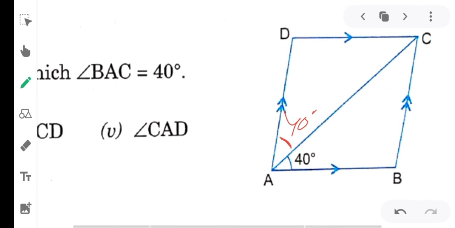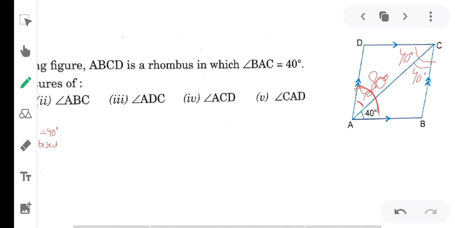Okay, the diagonal AC bisects the angle A, right? So these two angles will be the same. That's why angle CAD is also 40 degrees. Angle A is nothing but the sum of these two angles. That's why angle A equals 40 plus 40, 80 degrees, right? If this is 80 degrees, then angle C is also 80 degrees. And angle C, the diagonal AC bisects these two angles, so this will be 40 degrees and this is also 40 degrees. Up to this clear?